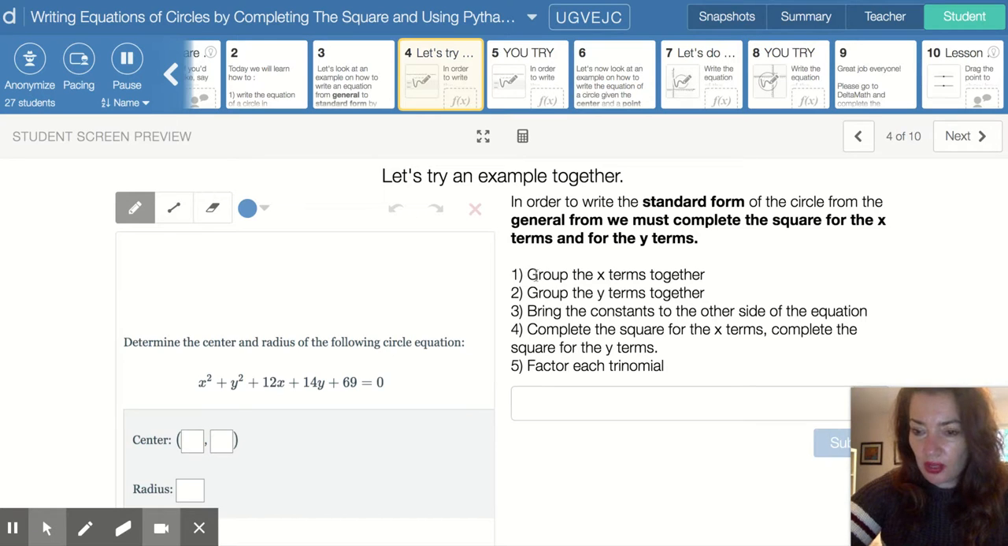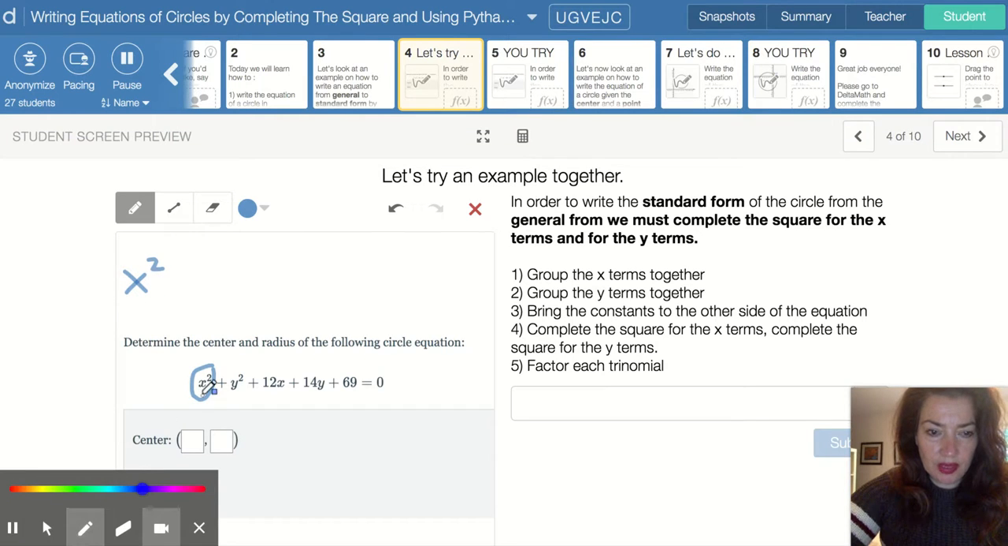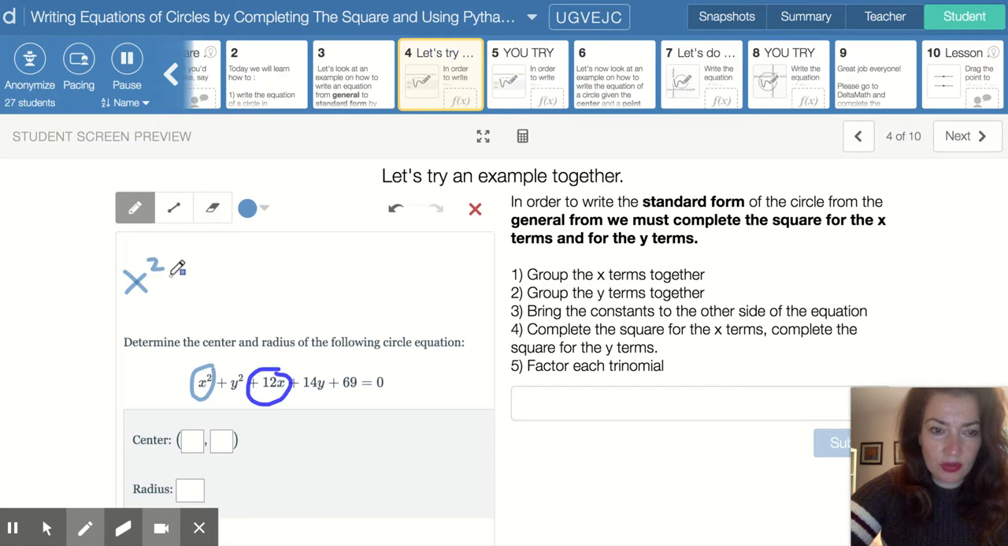The first thing we want to do is group the x terms together and then group the y terms together. So let's go ahead and do that. I can see I have an x squared here, so I'm going to write x squared. I also have a 12x, so I'm going to write plus 12x. I'm going to leave a little space because we're going to then complete the square.